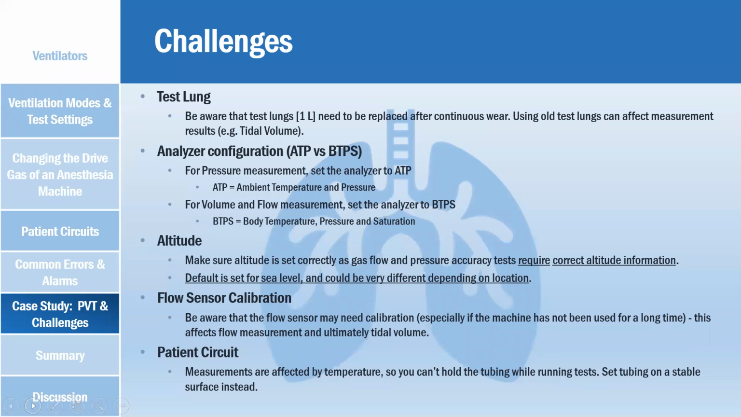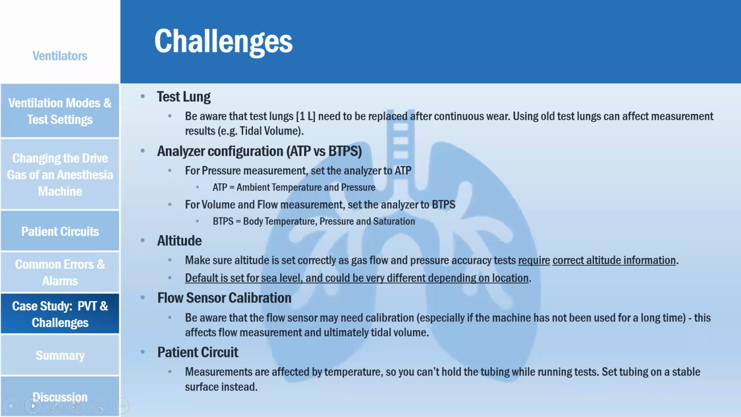So analyzer configuration is very important, because if you do the wrong setting, you're not going to get a proper reading. So make sure that's very important. ATP versus BTPS, there are 4 types of setting, depends on your analyzer as well. But ATP, BTPS is very commonly used. So you need to know that particular thing. And the altitude, make sure your altitude is correct. I'm not that worried about Cambodia, but these are things that normally will be a challenge in a country where the altitude is very high. So you need to know this particular thing here.